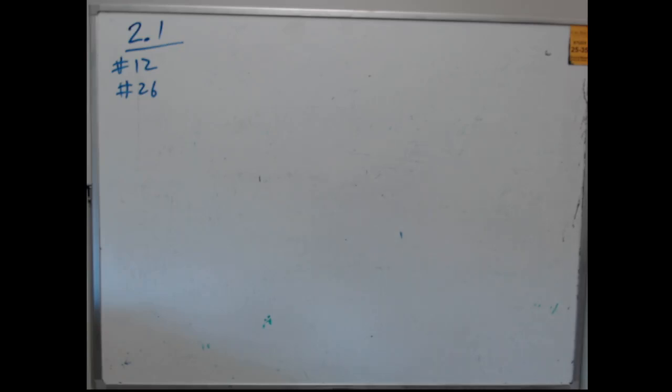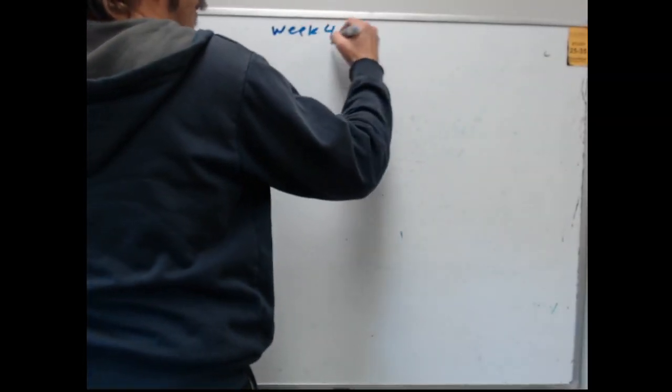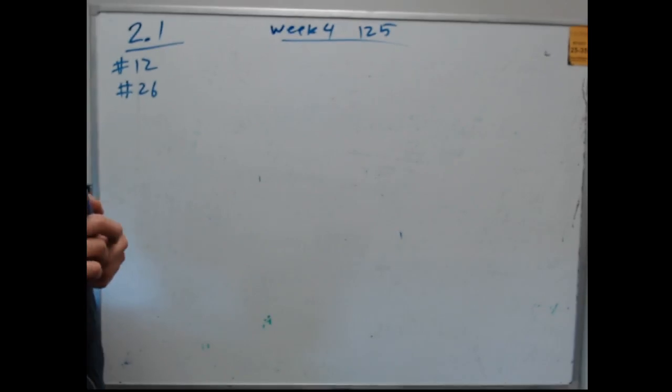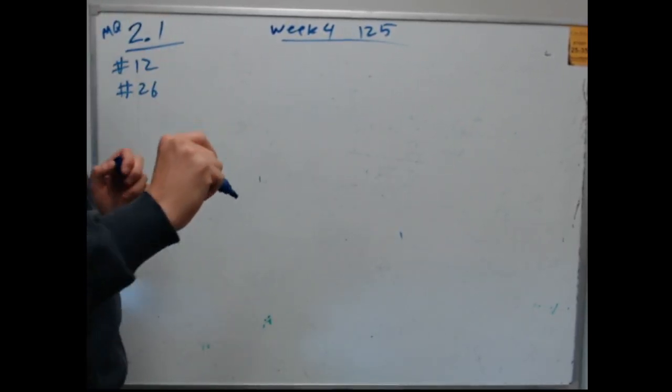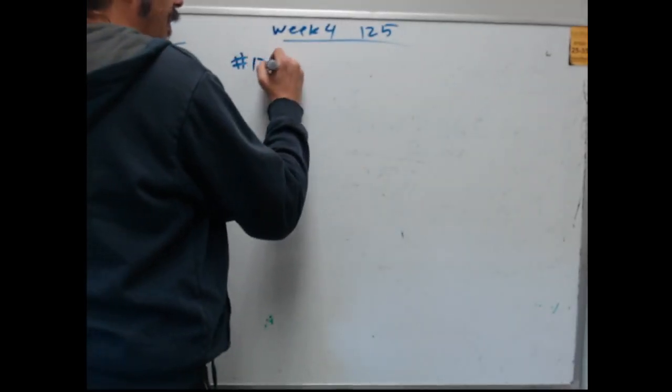So, office hours, what are we, week 4? We're looking at 2.1, homework mastery questions 2.1, number 12 and number 26. What is number 12? We'll start there.